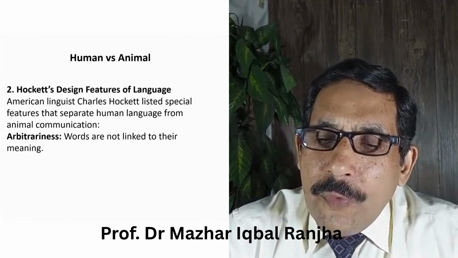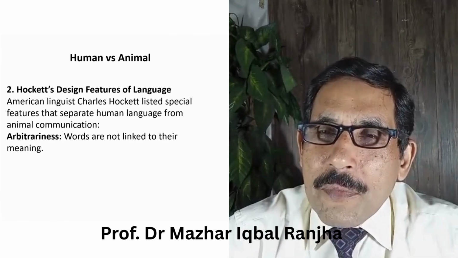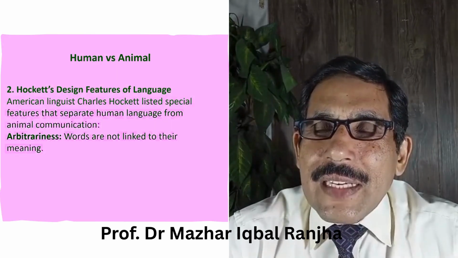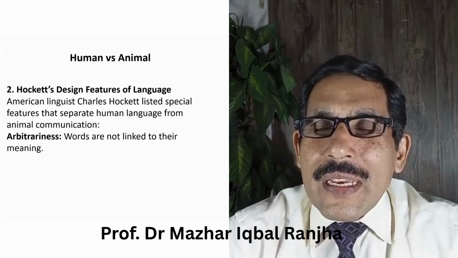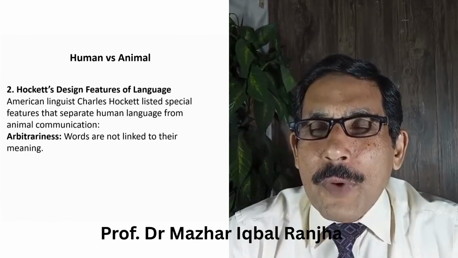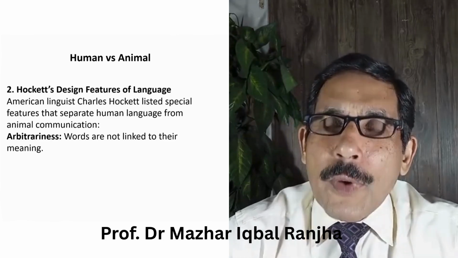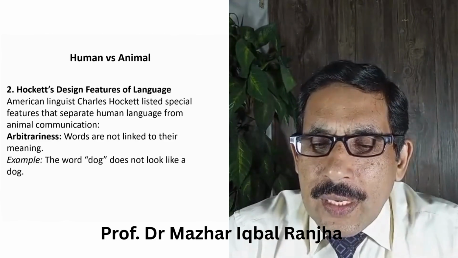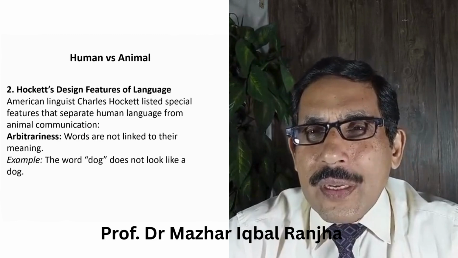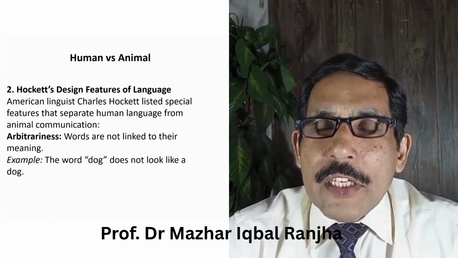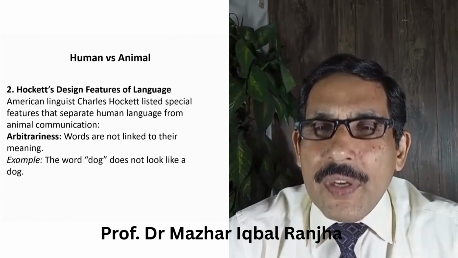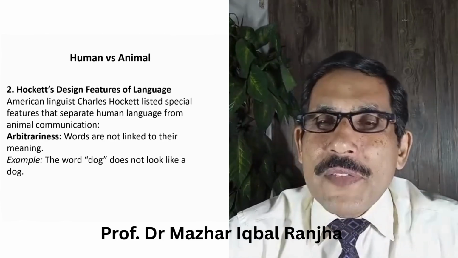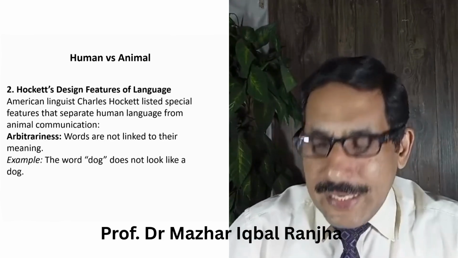Arbitrariness. Words are not linked to their meanings. Human beings use words or language that don't particularly link to the thing they name. They may use different words or different signs with different meanings. For example, the word dog. The word dog doesn't look like a dog. It's the name of an animal. It's arbitrariness, that people of a particular society agreed to give a particular name to identify some particular thing. In animals, this is not the case.